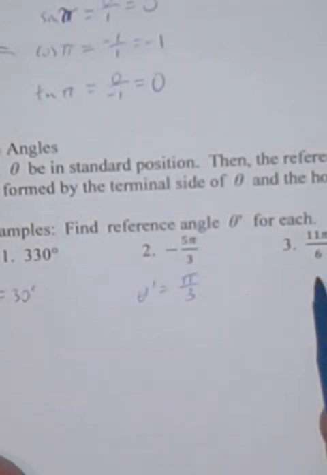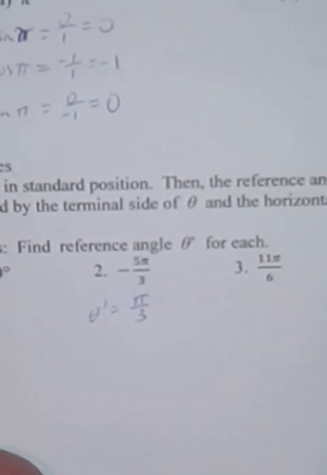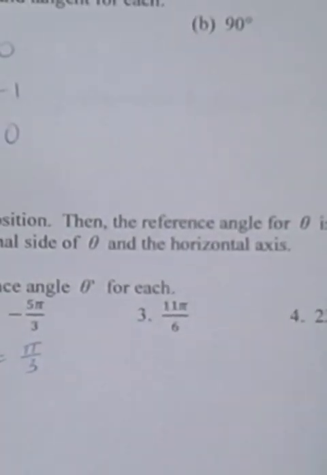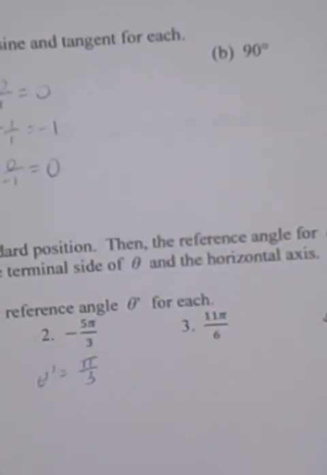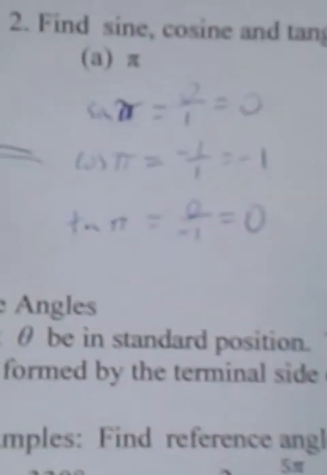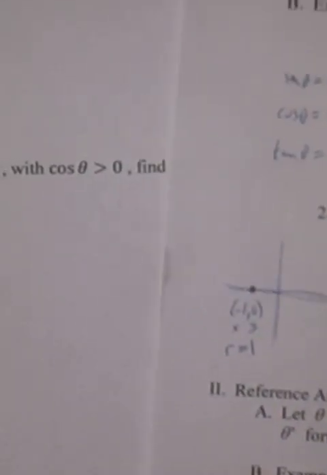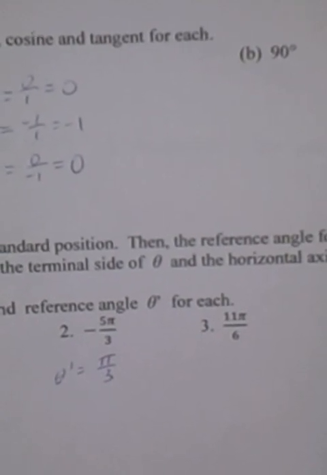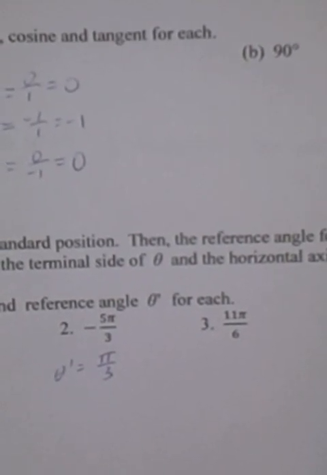Number 3 is 11 pi over 6, and you will do that one in class. And number 4 is 225 degrees, and we will do that one in class also. And of course, if you get ahead and you do those, that's fine. All right, I'm going to say that's going to be part 1 and stop here, and then I'll continue with part 2.